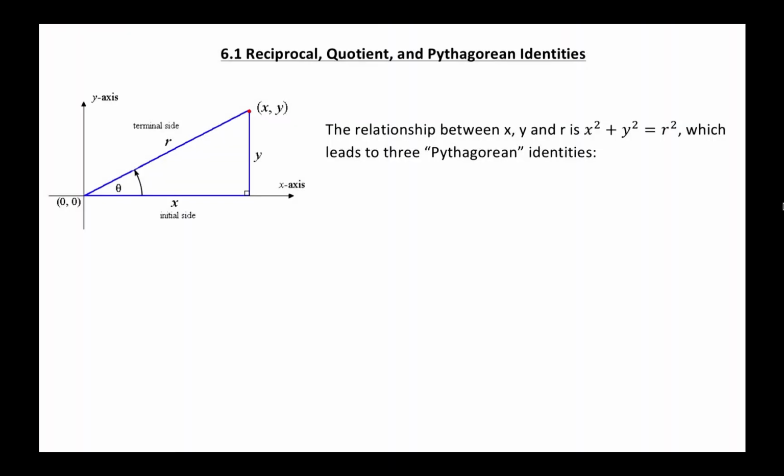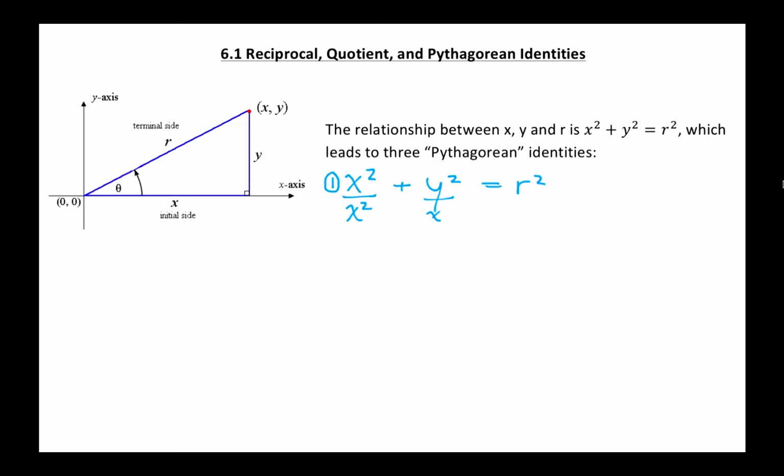So first of all, let's look at the relationship between x, y, and r when we've got an angle in standard position here. x and y are the x and y coordinates of this point, which is on the terminal arm of the angle theta in standard position, and of course r is the distance from the origin to that point. So the relationship between x, y, and r is a Pythagorean relationship, x squared plus y squared equals r squared, and it leads to these three Pythagorean identities.